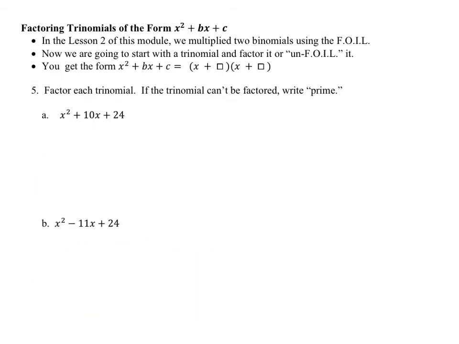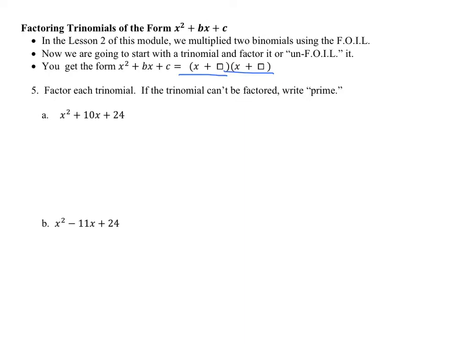Now we're going to factor trinomials of the form x squared plus bx plus c. Earlier in this module, we multiplied two binomials together using the FOIL method, and now we're going to unfoil, okay? And we want to get it of the form this plus this. So we're going to factor by trial and error, and any trinomial that cannot be factored, we're going to write as prime.